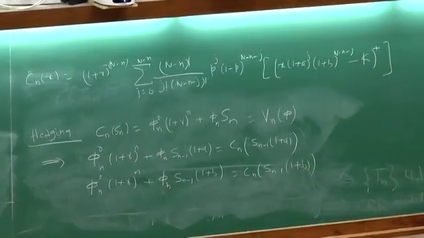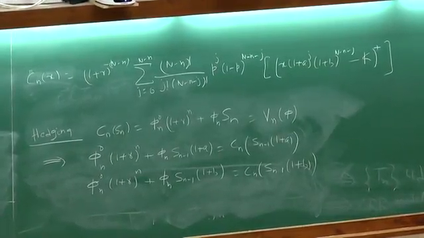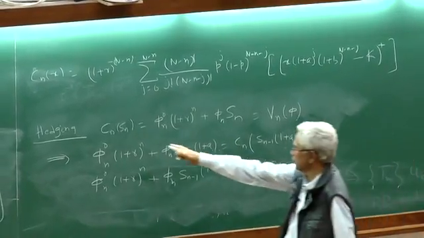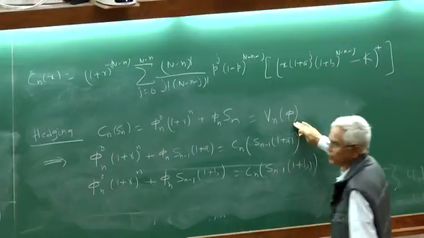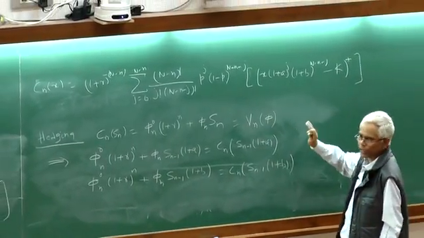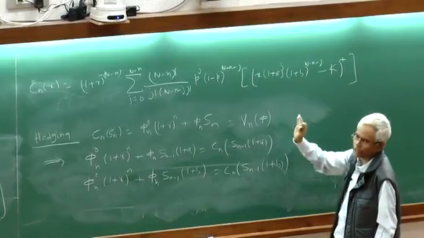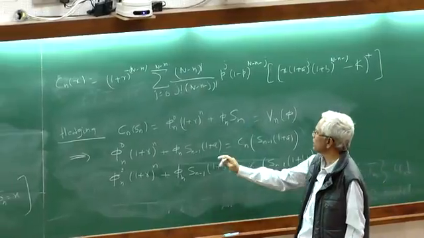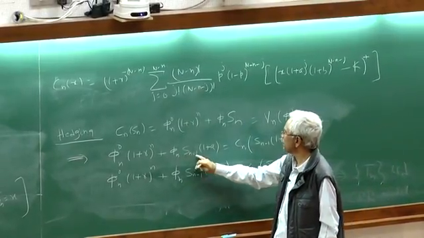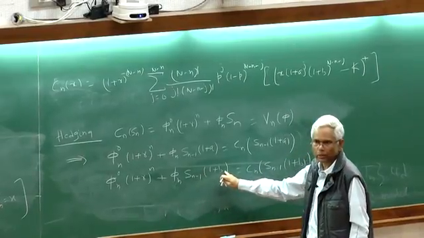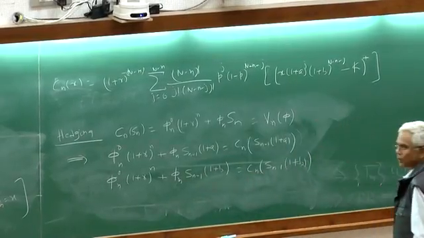Is that okay? This is the result, right? The value of the option must be equal to the value of the portfolio. Both are random variables, and these 2 random variables are equal, means for every sample point they will be equal. So the sample point has 2 possibilities. It is Sn minus 1 times 1 plus a, or Sn minus 1 times 1 plus b. In either case, I have this formula.